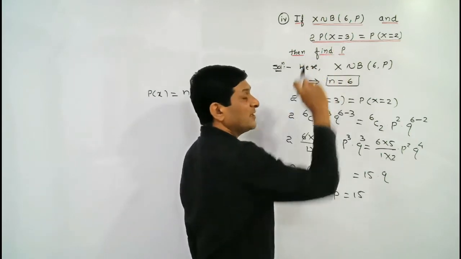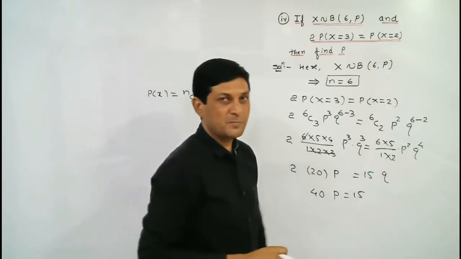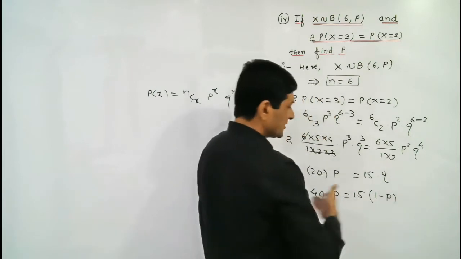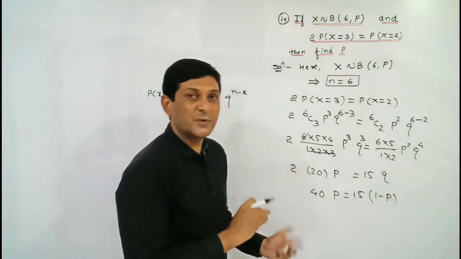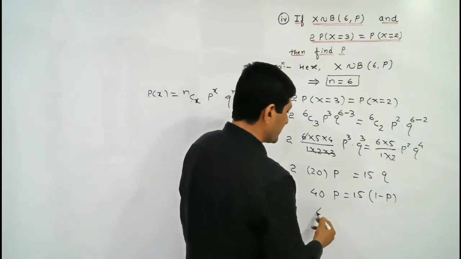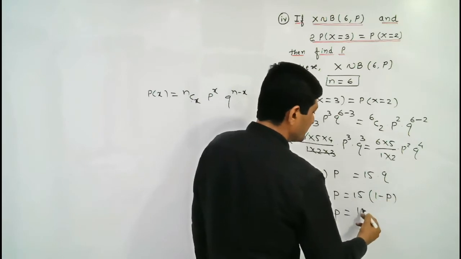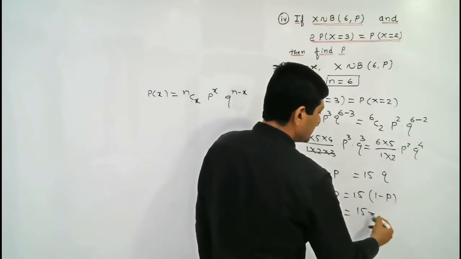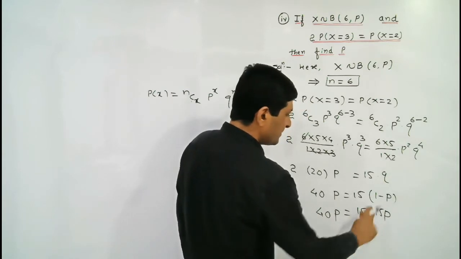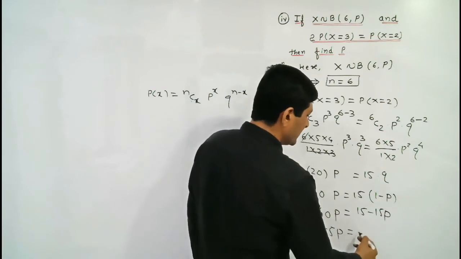Since we have to find out the value of p, that's why I am converting q in terms of p. We know that q can be written as 1 minus p. Now the whole equation is in terms of p. Simplify this equation and try to find our required value p. So 40p keep it as it is, 15 into 1 is 15 and 15 into minus 1 is minus 15p. So this minus 15p on this side will become plus 15p. 15 plus 40 will be 55p is equal to 15.